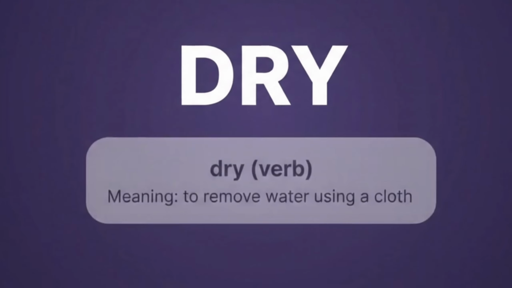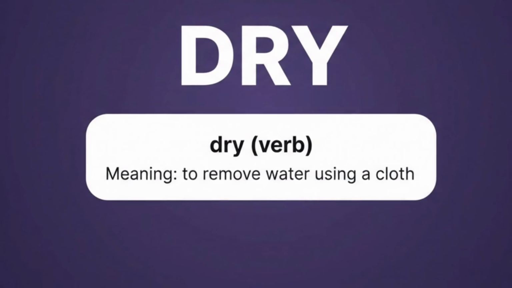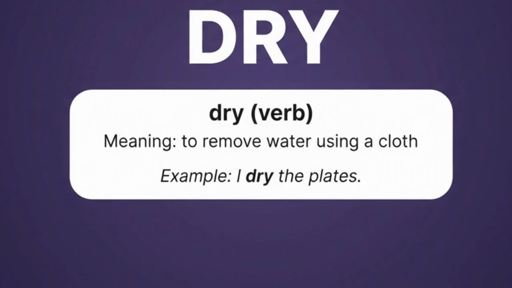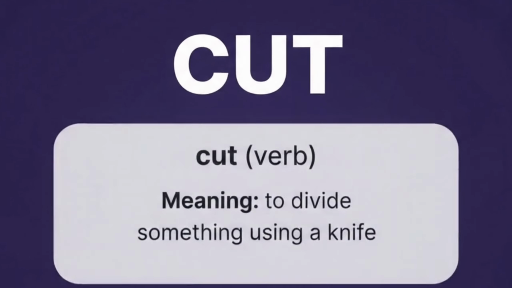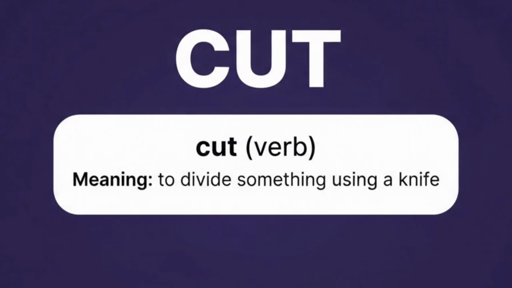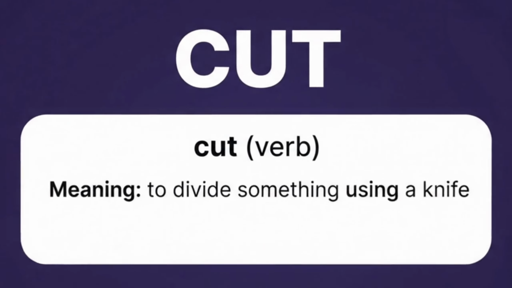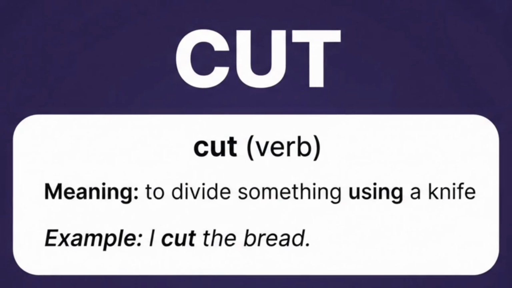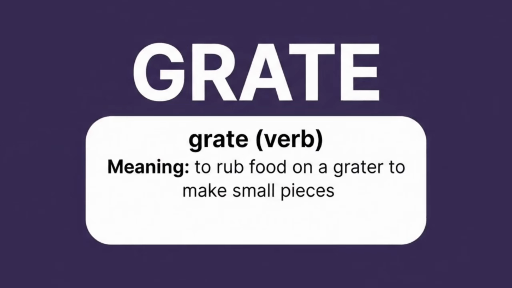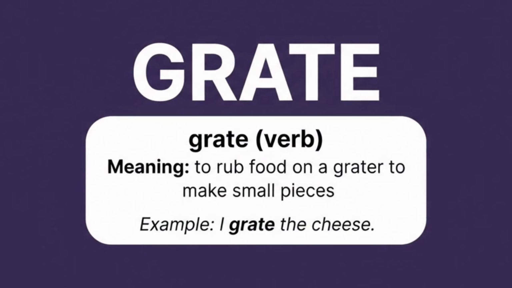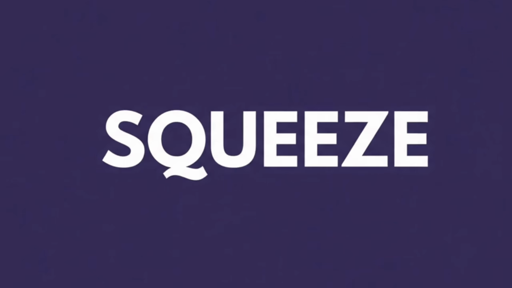Dry. Dry is a verb. It means to remove water using a cloth. For example, I dry the plates. Cut. Cut is a verb. It means to divide something using a knife. For example, I cut the bread. Grate. Grate is a verb. It means to rub food on a grater to make small pieces. For example, I grate the cheese.